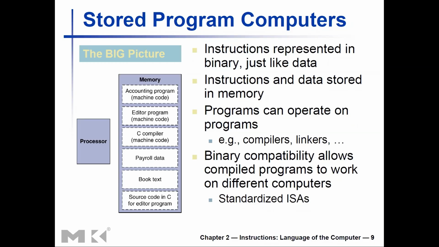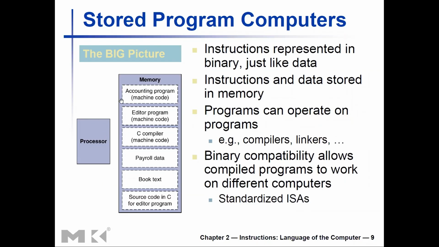And if you have a standardized ISA, you can get a compiled code compiled for an Intel processor. You can get it from one place, and you can put it on another computer that has the same processor, Intel processor, for example, and you can run that compiled binary on that second computer without any issue if you have a standardized ISA. So if the ISA is standardized, you can do this. And the big picture is given here in a diagram as well.